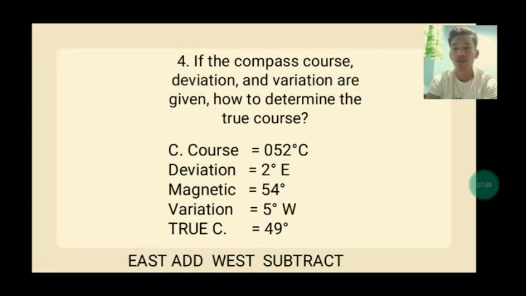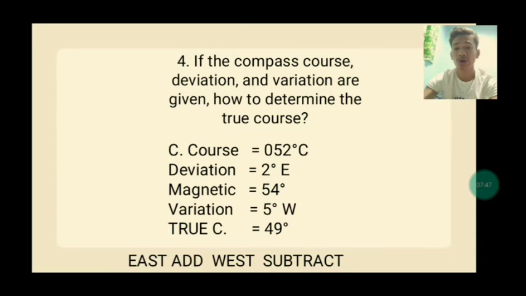Number 4. If the compass course, deviation, and variation are given, how do we determine the true course? In this case, we can use CDMVT, or Can Dead Men Vote Twice. If our given compass course is 052 degrees and our given deviation is 2 degrees east, as we can see, our deviation is east. So what we're going to do is add.